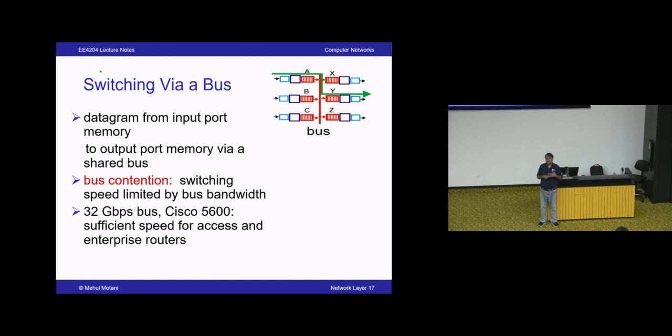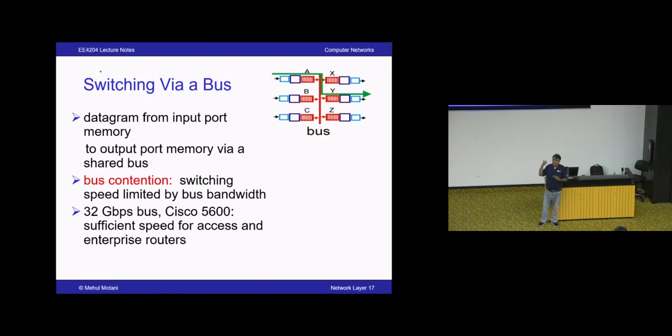Sorry? Yeah, it senses the line. It's trying to see if someone else is transmitting. If someone is transmitting, it's not going to transmit.